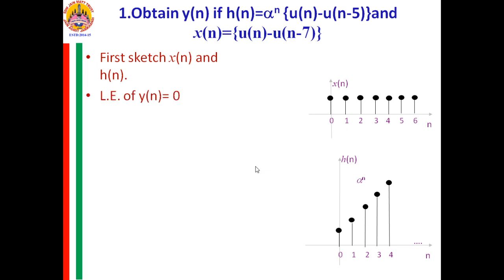Now what is the left end of y[n]? The left end of y[n] is 0 and the right end is 10 here, because the right end of x[n] is 6 and that of h[n] is 4. So the right end of y[n] is 10.